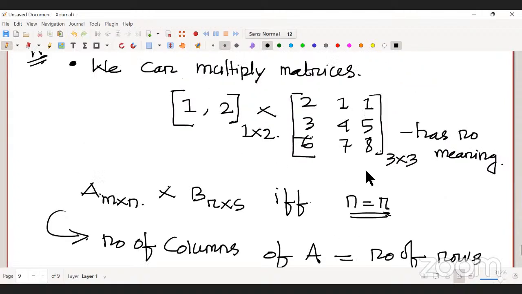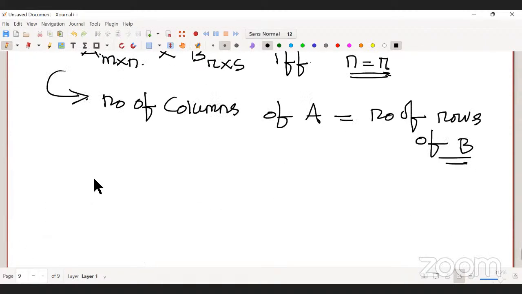So for example, if you see the matrices above, this is my A and this is my B. Here the number of columns of A is 2, and for B, the number of columns is 3. So they're different, and since they're different, I cannot multiply it. Now let's see, when this particular condition holds, how we can multiply two matrices.